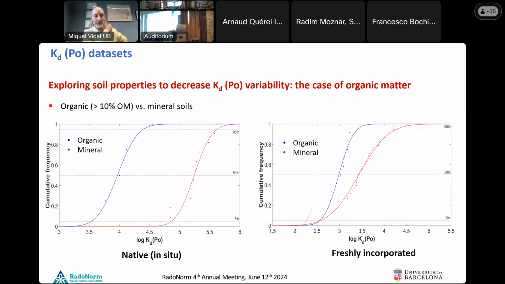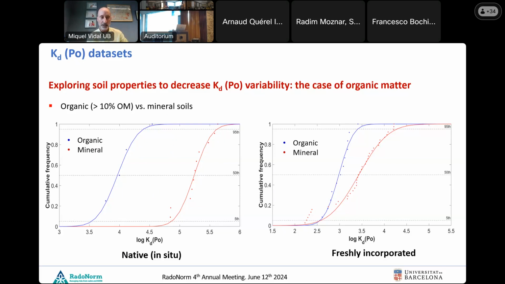Here also is a simple exercise in which we first try to separate data according to the source term. So we separate native on the left and freshly incorporated on the right. And for every single data set, we distinguish subgroups according to organic matter content. After testing different thresholds, we use a 10% threshold to distinguish between, let's say, organic and mineral soils.